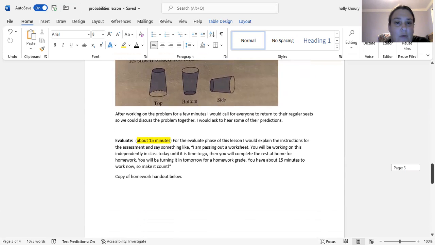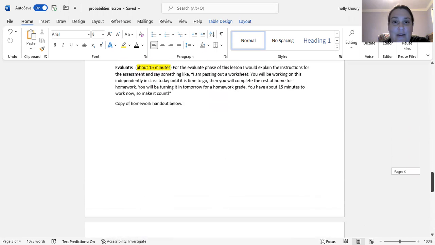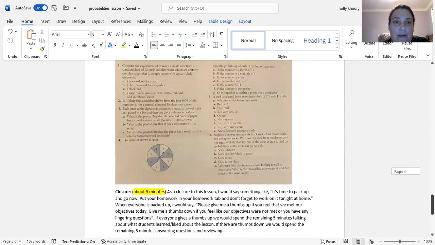And then for the evaluate portion, which will take about 15 minutes, I would explain the instructions for the assessment and say something like, I'm passing out a worksheet. You will be working on this independently in class today until it's time to go. Then you will complete the rest at home for homework. You'll be turning it in tomorrow for a homework grade. You have about 15 minutes to work now, so make it count. And then a copy of our homework handout is here. And as you can see, it is full of probability questions.